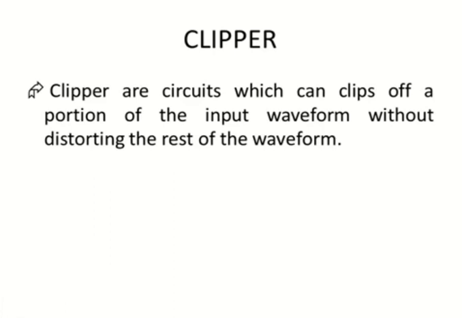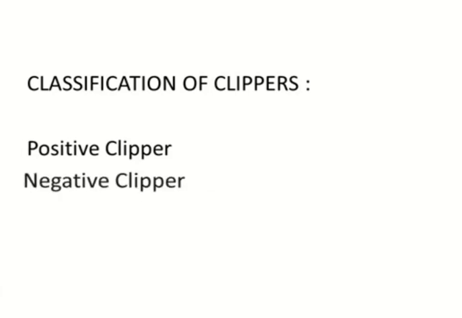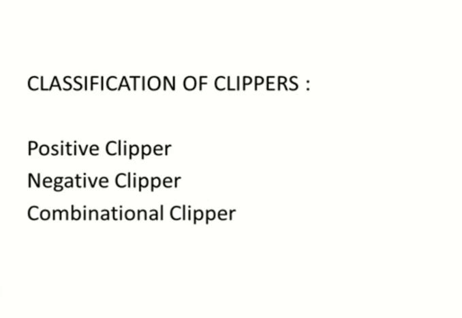The clippers are the circuits which clip off a portion of the input waveform without distorting the rest of the waveform. So what the clipper does is it clips off or removes a portion of the input waveform without disturbing or distorting the remaining waveform. These clippers are also referred to as limiters, amplitude selectors or slicers. And we will see the classification of clippers. Clippers are classified as positive clipper, negative clipper and combinational clippers.